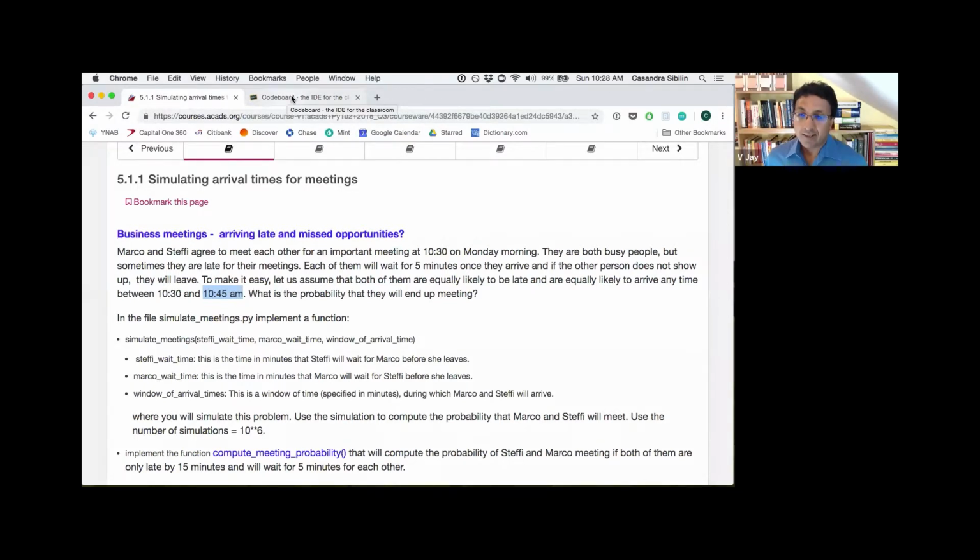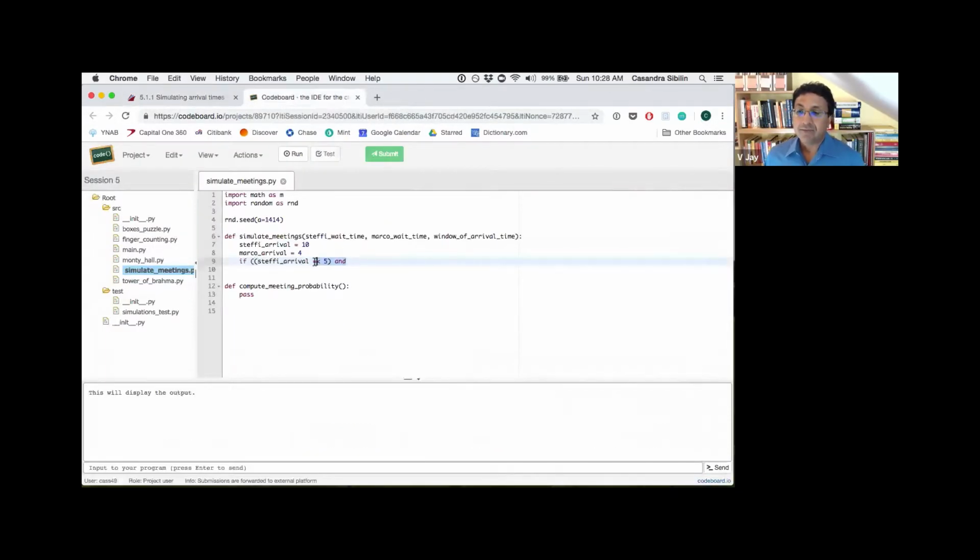For example, let's make your code so that they actually meet. Marco arrival is, let's make it 5. So they're going to meet, right? Just on the boundary of meeting. If Steffi arrives 10 minutes late and Marco comes 5 minutes late, they're going to meet. So what is the condition? How do I make it true?